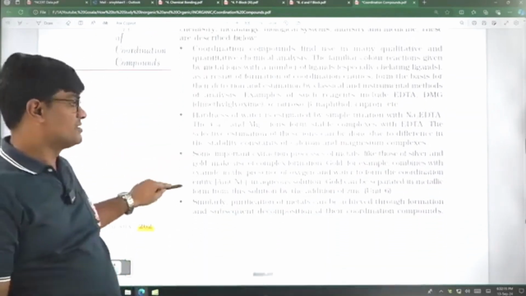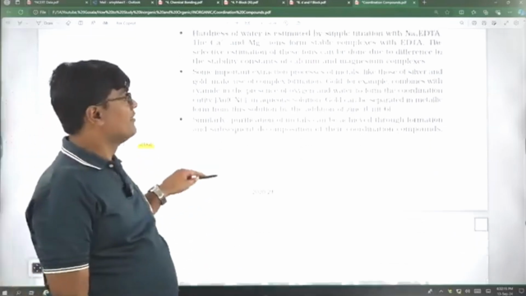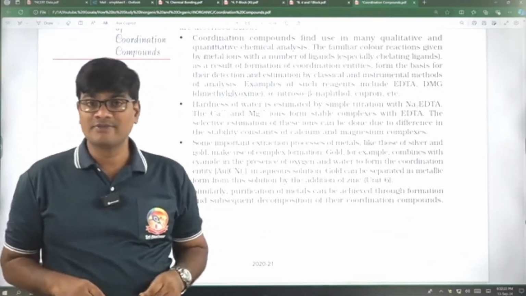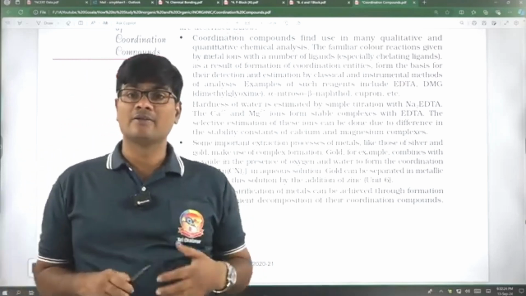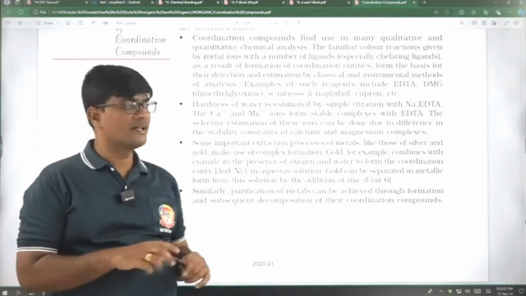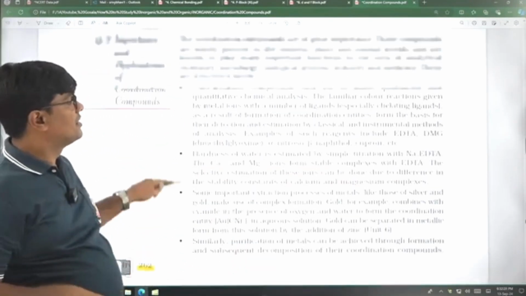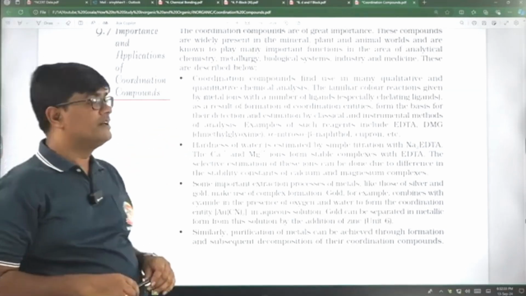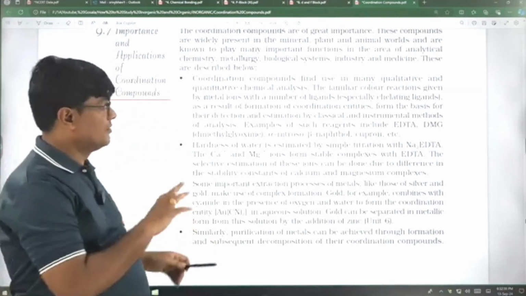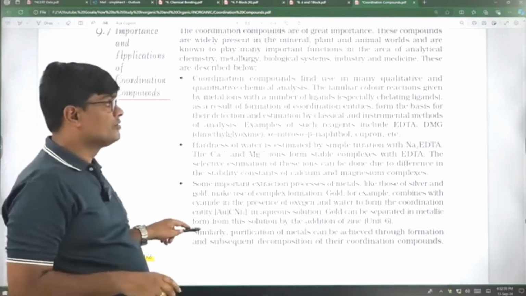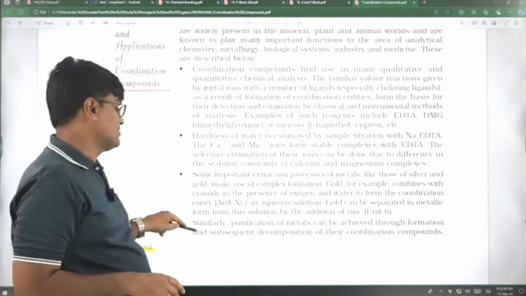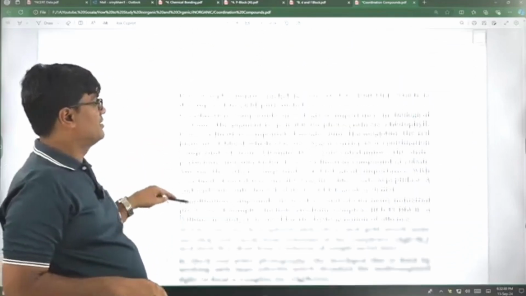And then importance and applications, which are very, very important. For example, if you want to extract gold, what is the complex we get upon cyanation? It is the dicyanide complex, like that. Another one: EDTA, what is the purpose of EDTA? We can estimate the hardness. And how to estimate nickel? DMG is the ligand that can be used for estimation of nickel. These are some important applications.